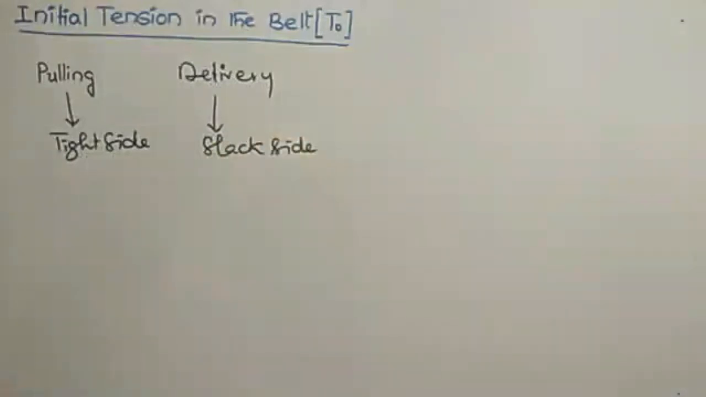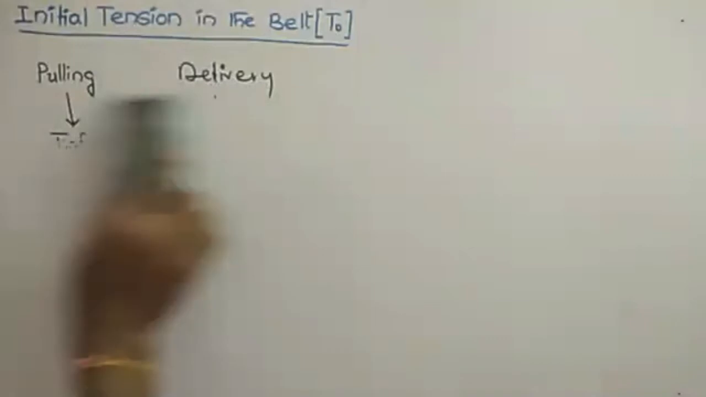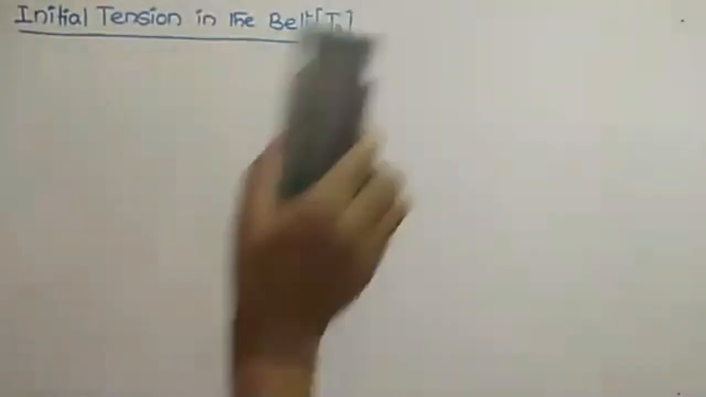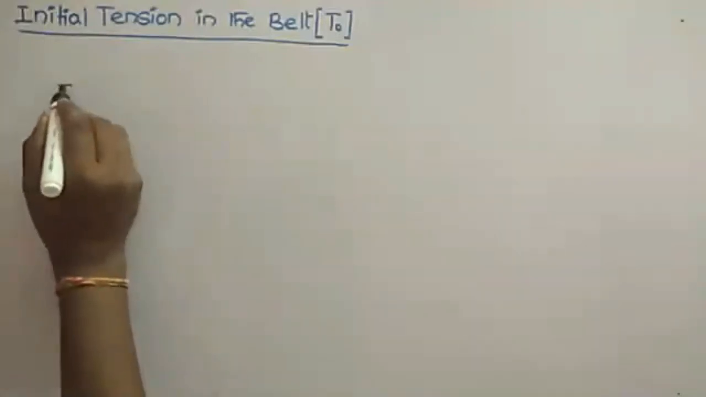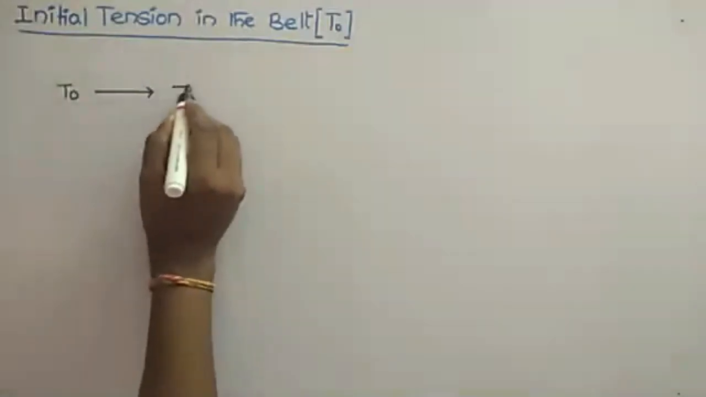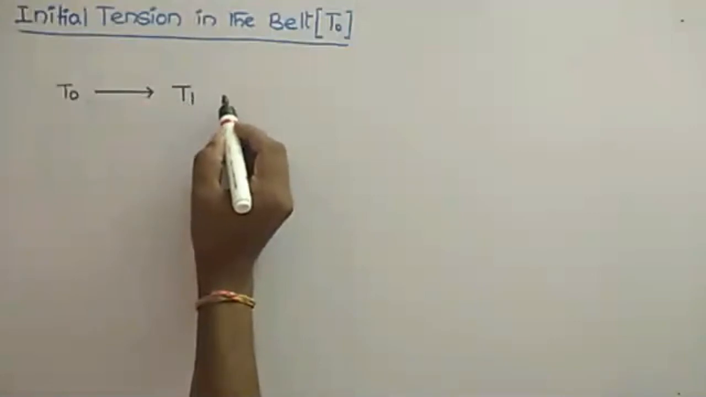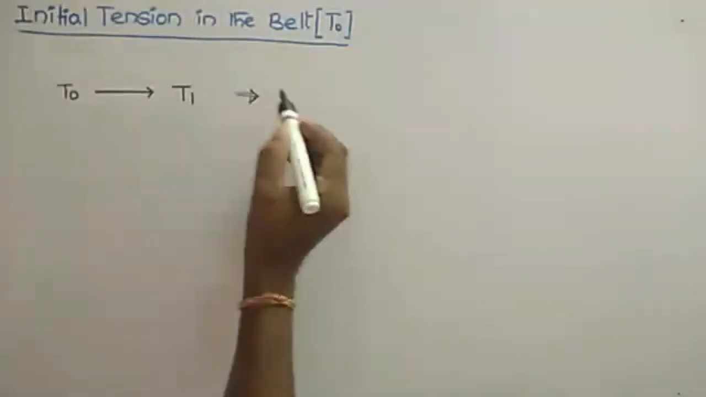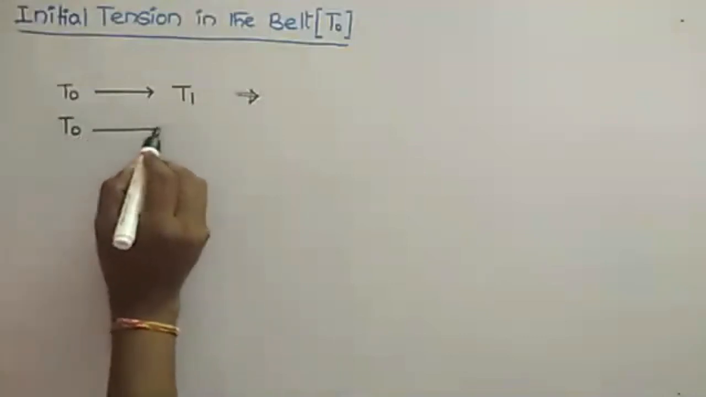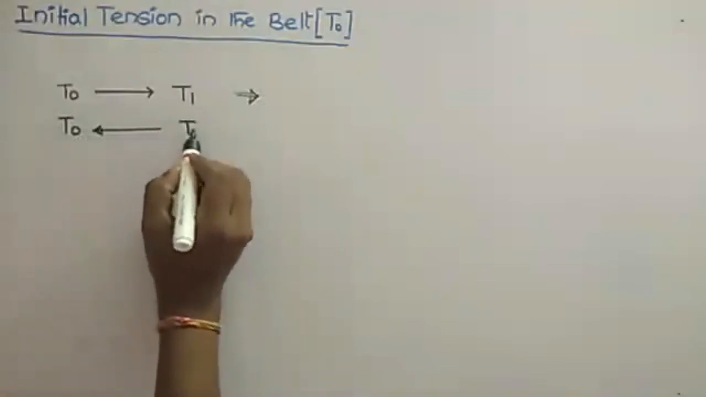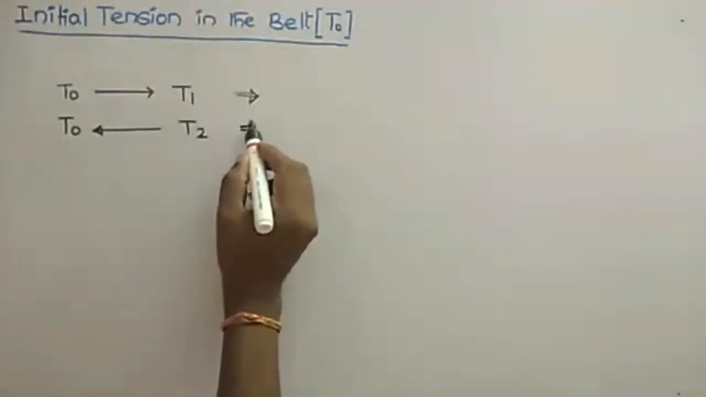As we already discussed, there exists some amount of initial tension in the belt, that is initial tension T0, and this initial tension is increased on the tight side because of the extra pulling force. So T0 is increased to T1, and T1 is the tension on the tight side. T0 is decreased to some other value, which is the tension on the slack side.